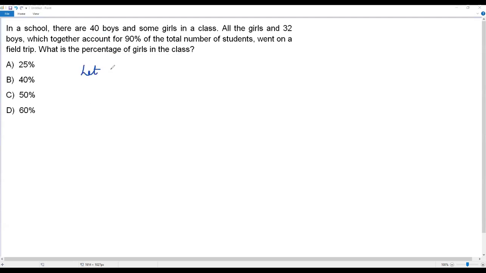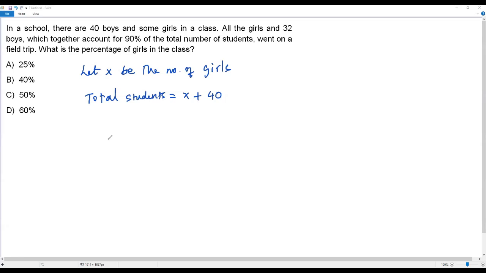Let x be the number of girls in the class. Then the total students equals the number of girls, x, plus the number of boys, 40. Our aim is to get the value of x, then we can get the total number of students. According to the information, all the girls and 32 boys, which together account for 90% of the total students, went on a field trip.